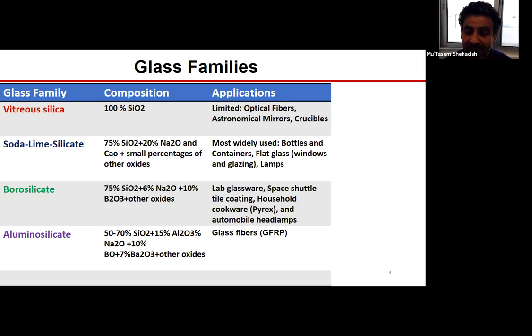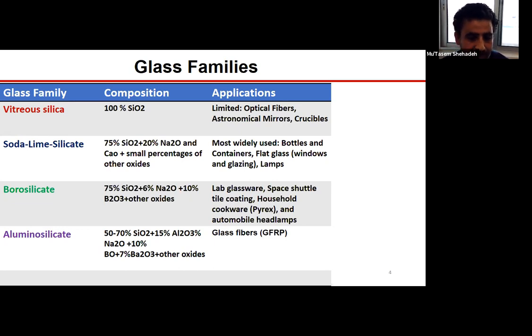Another type or family of glass is called the borosilicate. This type of glass exhibits a very interesting property, and that is its coefficient of thermal expansion is only 1/3 that of the soda lime silicate. This means that if we increase the temperature of a sample made from this material by, let's say, 100 degrees, it will expand by only 1/3 the amount that a soda lime silicate sample would do. And therefore, this type of glass is used in applications where high temperature is involved, including, for example, the space shuttle tile coating, household cookware, Pyrex, you all know that, or in glassware that are used in labs.